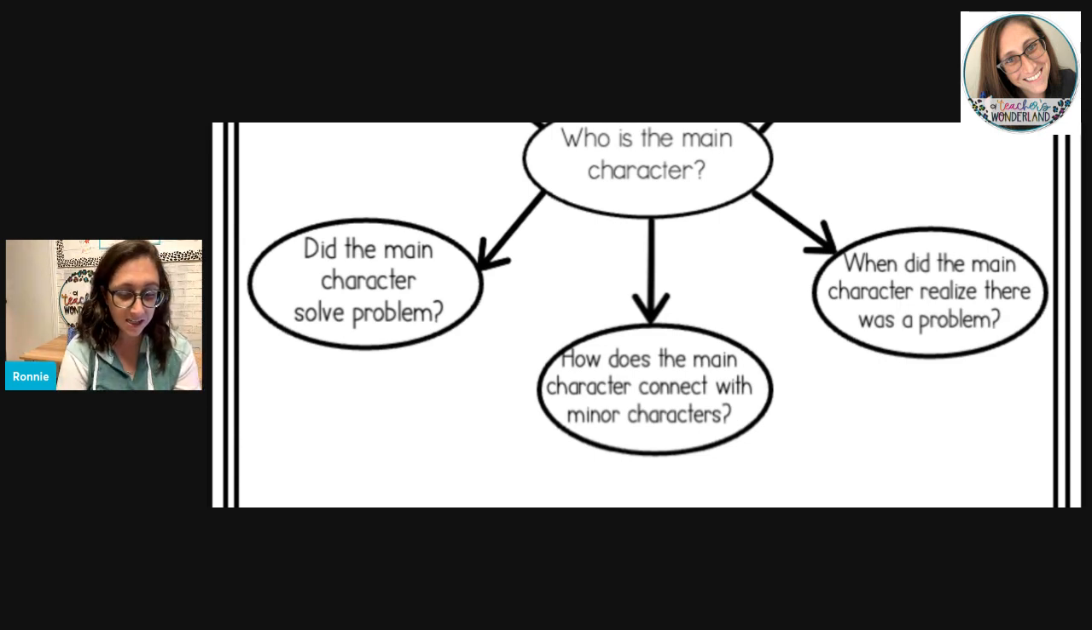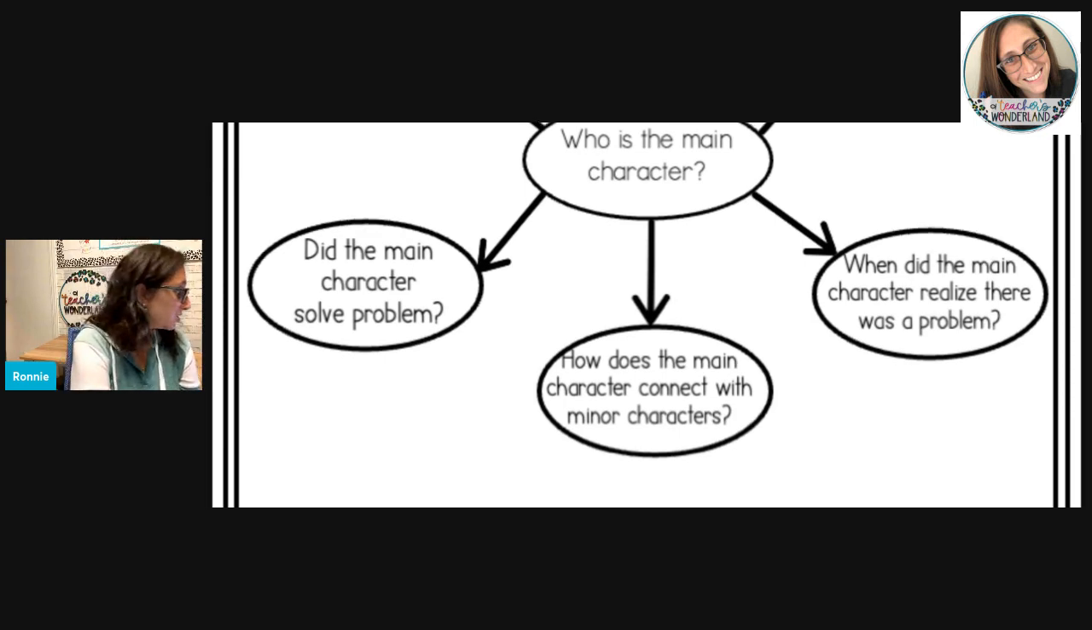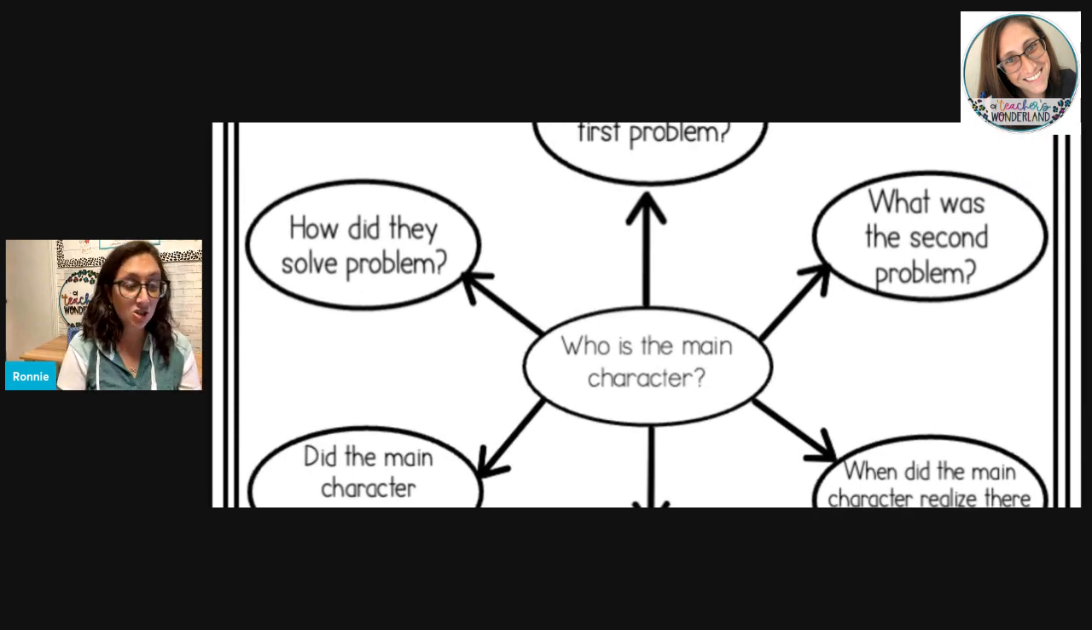But does the main character solve her own problem? Not in this book, right? So it ends up being that the hunter comes and solves the problem because the hunter kills the wolf, technically. So the main character doesn't solve it, but she does solve it with help. And how do they solve it?